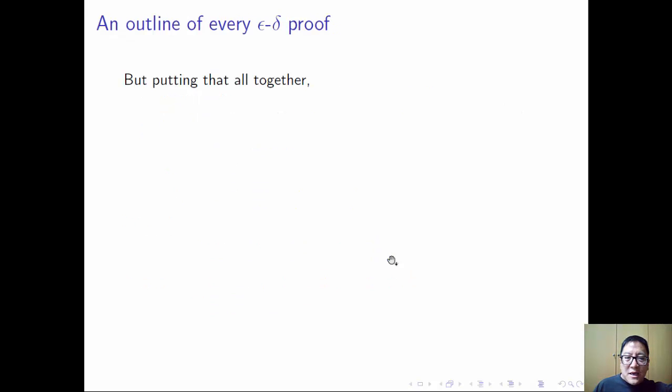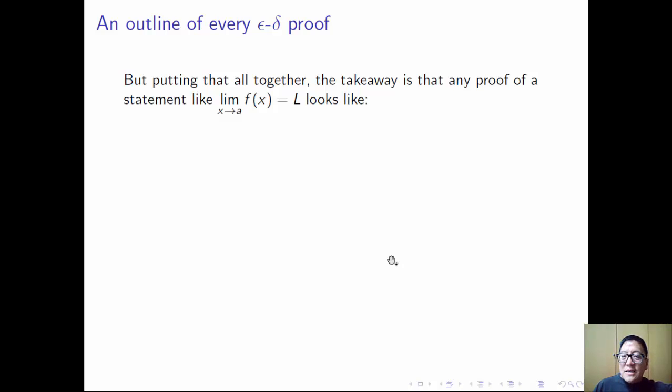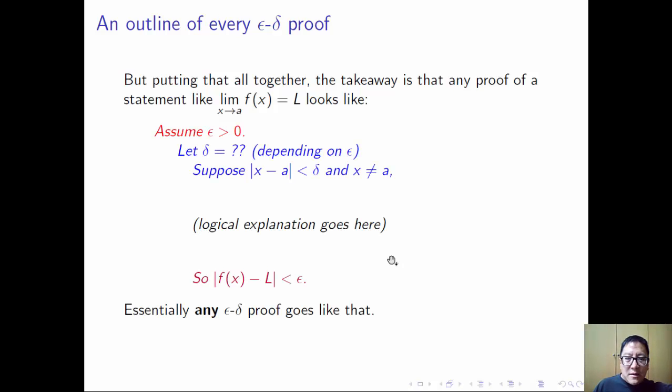Okay, so putting that all together, the takeaway is that any proof of a statement like the limit of f of x as x approaches a is equal to L looks like this: assume that epsilon is greater than 0, we let delta be whatever, depending on epsilon, and we suppose that the distance between x and a is less than delta, and x is not equal to a, blah, blah, blah, something magic happens here, and then eventually we get to the conclusion that the distance between f of x and L is less than epsilon. And the beauty of this, and now you should freeze frame the slide and copy it down, or GIF it. That would be good. The point is that any epsilon delta proof goes like that.